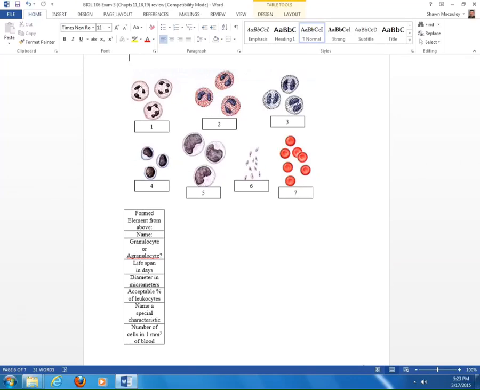Lifespan. Okay, so I want you to know, how long does a red blood cell hang around? 120 days. How long does a platelet hang around? 7 to 10 days. How long does a white blood cell hang around? It's quite variable.